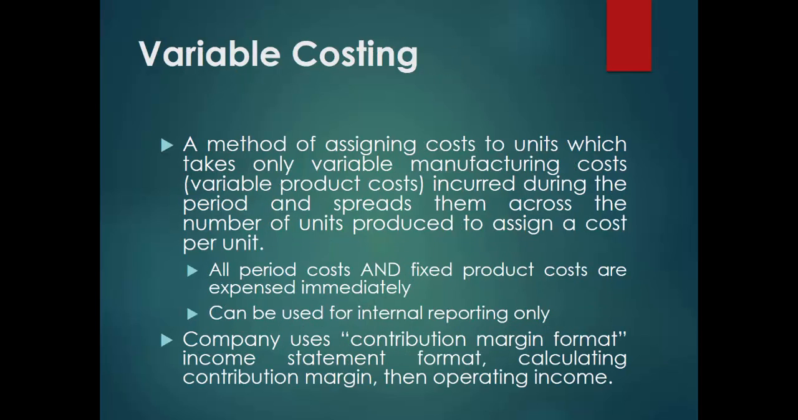This is different than variable costing, which takes only the variable manufacturing costs, also known as the variable product costs, and spreads those across all units that were manufactured during the period. All of the other costs incurred in the company are expensed immediately. This method is only used for internal reporting. It cannot be used for external reporting. So this report would be used only by managers in companies who choose to use it.